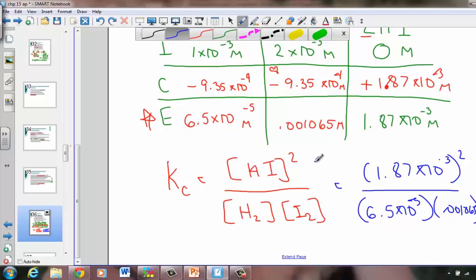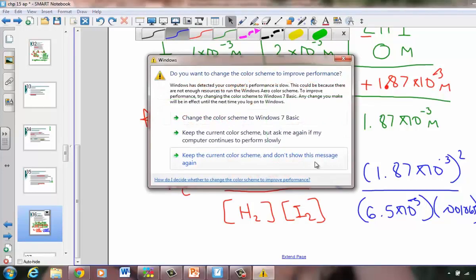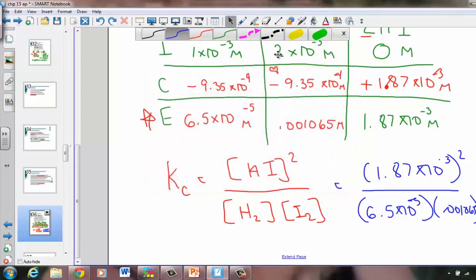Hit it with me, make sure we get a common answer. 1.87 E negative 3 squared, divided by 6.5 E negative 5, and divide again by 0.001065. And did you, like me, I hope, find an answer? I'll write that out in green: 50.51.